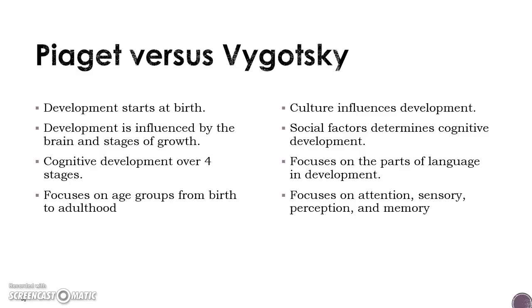Vygotsky says that social factors determine cognitive development. He focuses on the parts of language in development, so the student learns what language they're speaking, which is culture based on how they act. He focuses on attention, sensory, perception, and memory, where Piaget focuses on several.